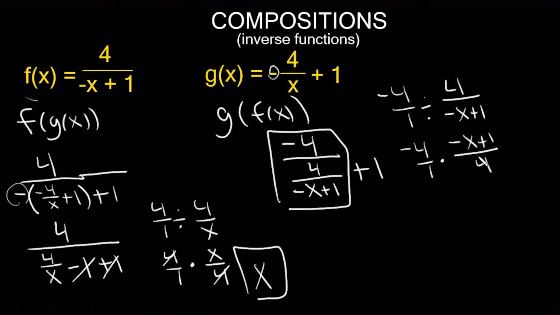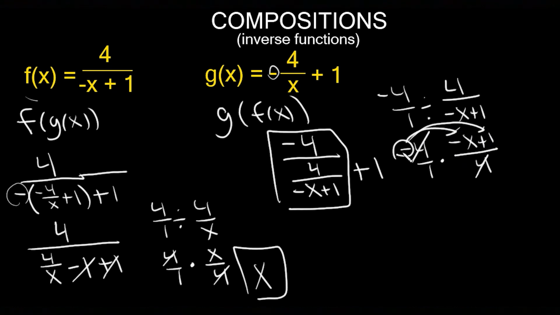Okay? So from here, you can see that the 4's are going to cancel out. Okay? And then these two negatives are going to make a positive, right? But be careful here. This negative that you have right here, you have to make sure that you distribute to both the negative x and the positive 1. So again, this negative has to go both here and here. Okay, not just to the negative x. It has to go to both the negative x and the positive 1.